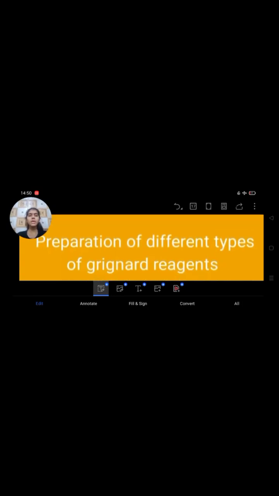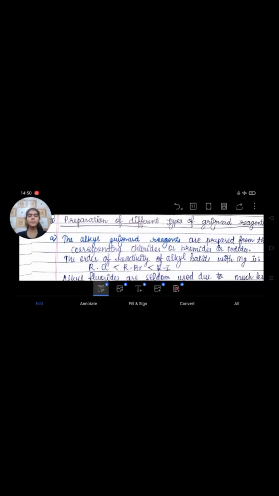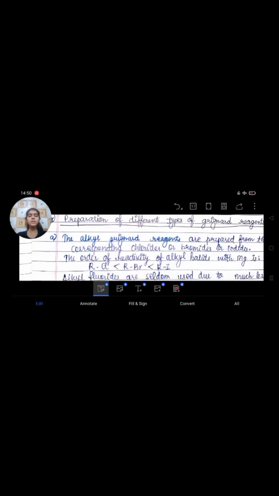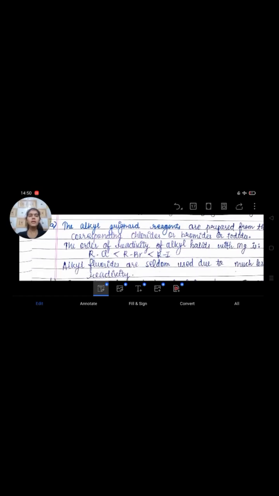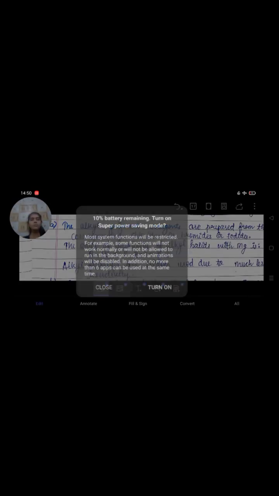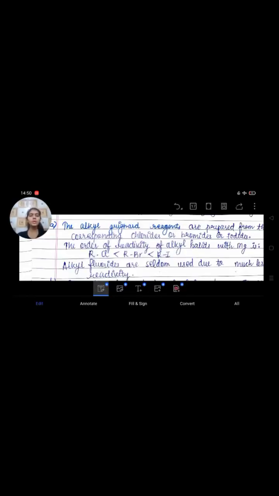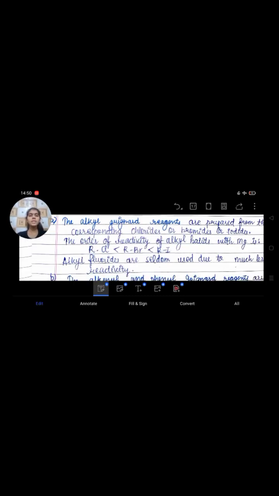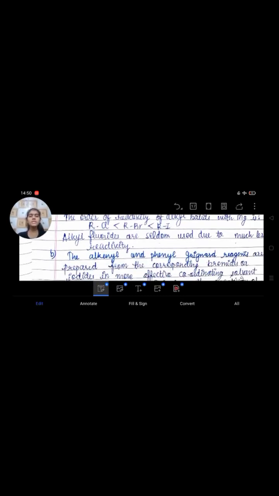Then after this we will discuss preparation of different types of Grignard reagents. First type is the alkyl Grignard reagents, which are prepared from the corresponding chlorides or bromides or iodides, and their order of reactivity is alkyl chloride is less reactive than alkyl bromide, is less reactive than alkyl iodide. Alkyl fluorides are seldom used due to much less reactivity.